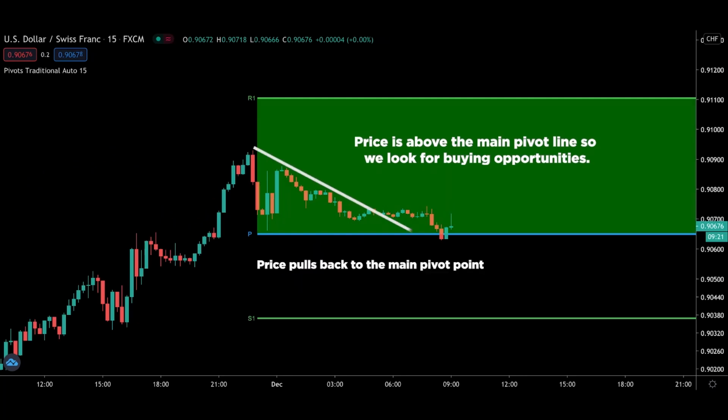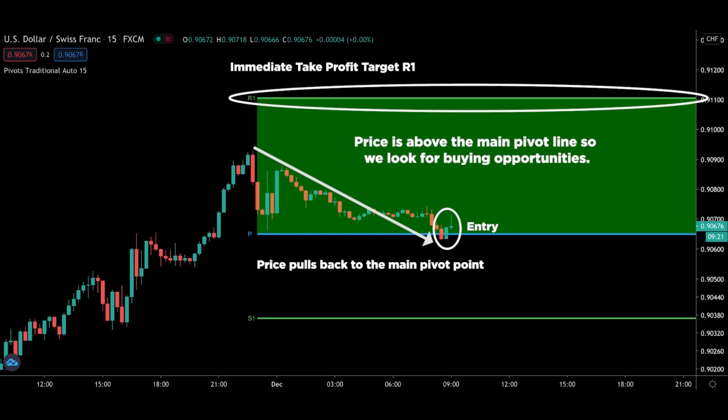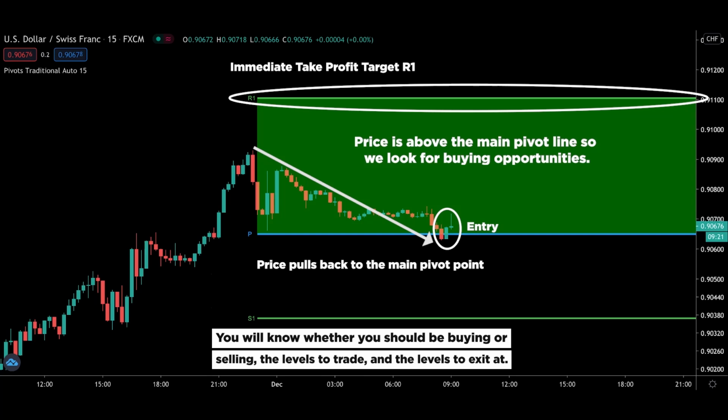We see that price pulls back to the main pivot point and we enter a long trade. In this case, your immediate profit target will be R1. If price continues to trend and breaks R1, your next target will then be R2. If R2 is broken, then we have R3 and so on. This is a very simple strategy that is systematic. You will know whether you should be buying or selling, the levels to trade and the levels to exit at.